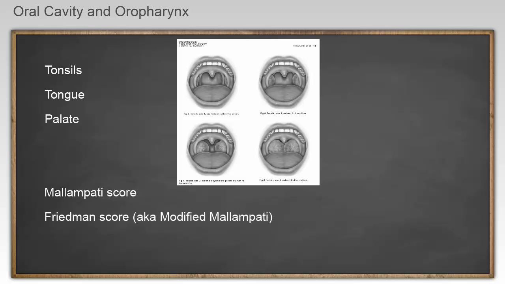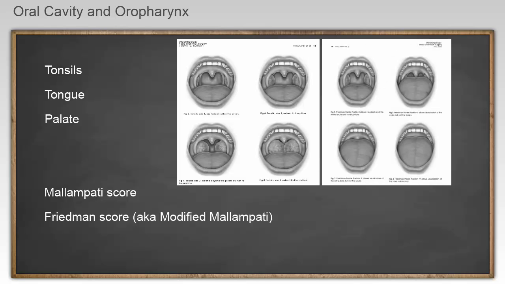Mallampati or Friedman score is commonly used to describe the position of the tongue compared to the palate. The two scales are similar, with Mallampati scored with the tongue protruded out of the mouth and the Friedman scored with the tongue sitting within the mouth. Here are drawings of the Friedman score grading scale. As you can see, in grade 1, you can see the entire uvula and tonsils. In grade 4, only the hard palate is visible.